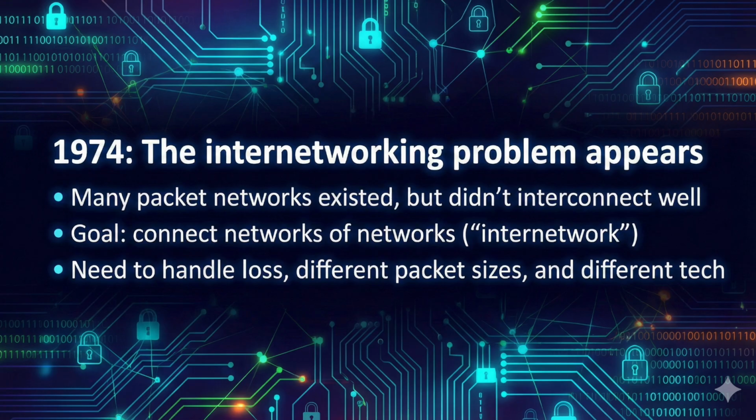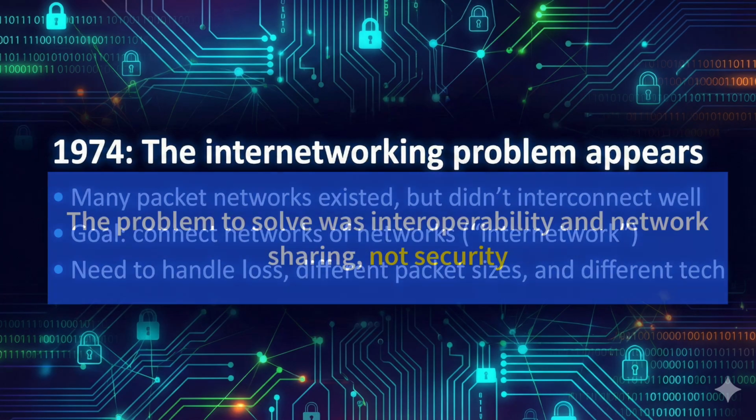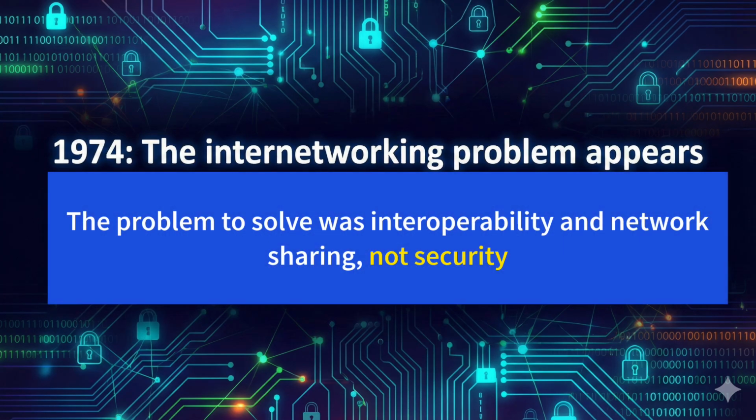As soon as you connect systems at larger scale, you expose mismatches. Early protocol designers had to plan for heterogeneity: different networks, different reliability, and different performance characteristics. And notice, security isn't yet the headline. The early Internet community is relatively small and cooperative, so the urgent why in 1974 is interoperability and resource sharing, not defending against hostile actors.